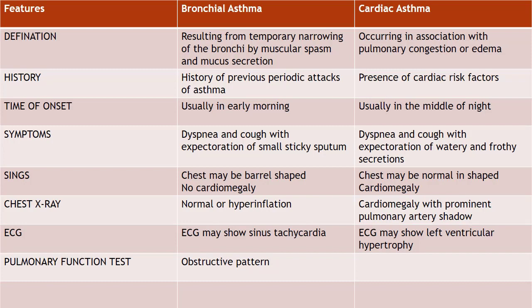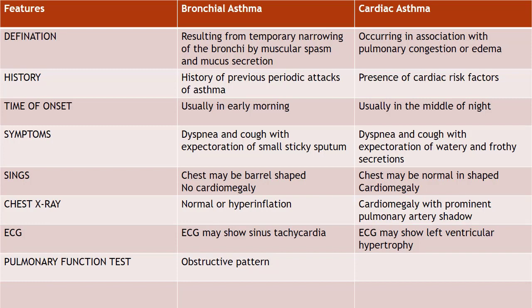Symptoms of bronchial asthma include dyspnea and cough with expectoration of small sticky sputum. Symptoms of cardiac asthma include dyspnea and cough with expectoration of watery and frothy secretion. Signs of bronchial asthma are chest may be barrel-shaped, only expiration is prolonged. No cardiomegaly. In cardiac asthma, chest may be normal in shape. Cardiomegaly is present. In cardiac asthma, crepitations are more prominent and murmurs may be present.